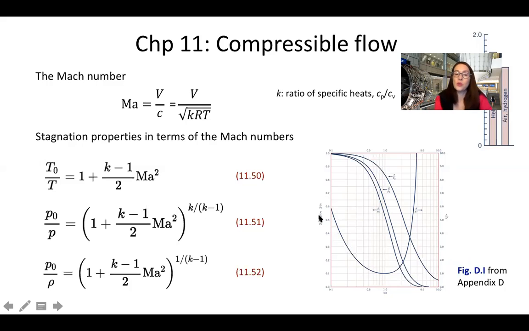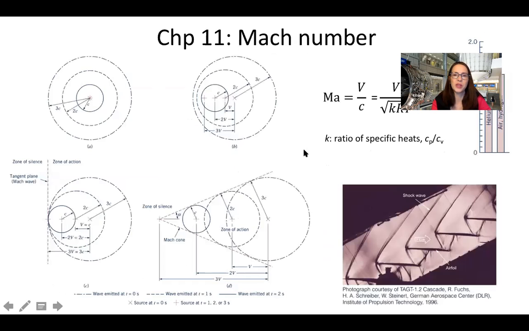All right, so as we just said, we can either use these equations, and these are good for any ideal gas, whether K is 1.4 or a different value. If K is 1.4, we can use figure D.1 or table D.1 from appendix D. I'm going to zoom in just a minute on that. But first, let's talk about the Mach number a little bit.